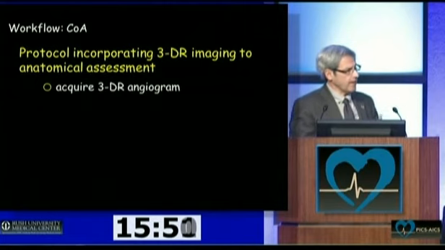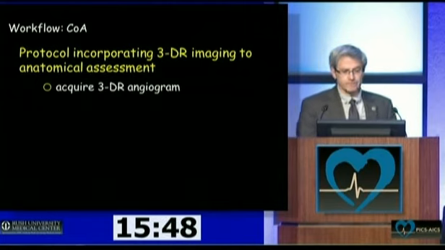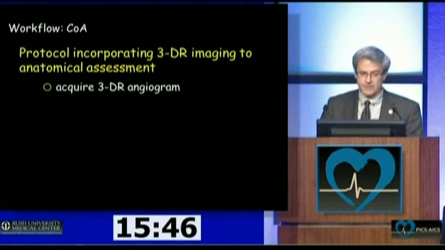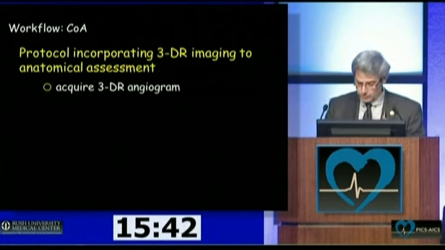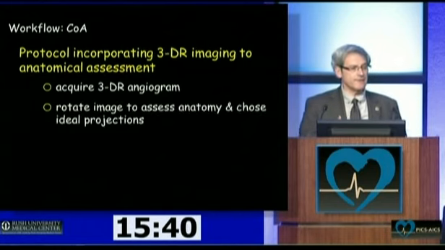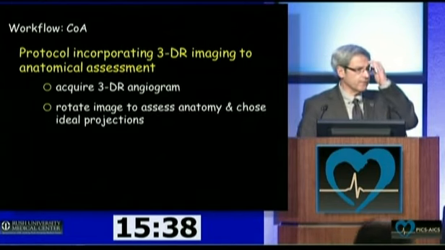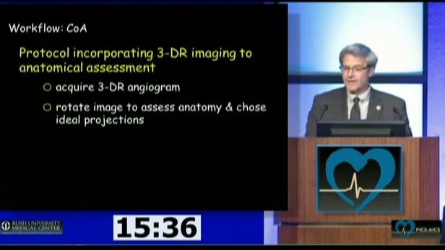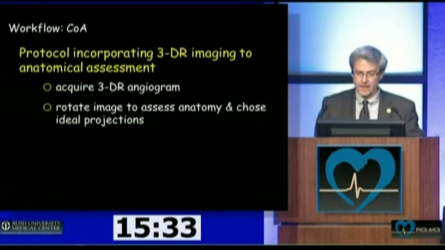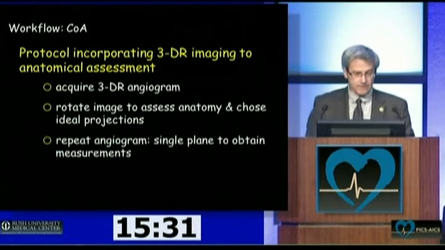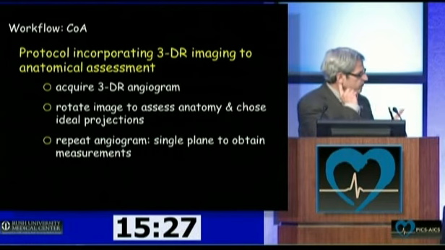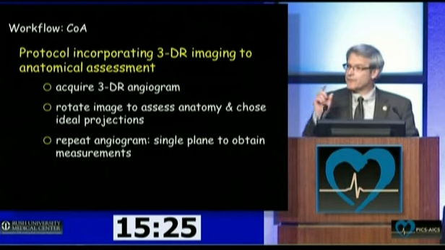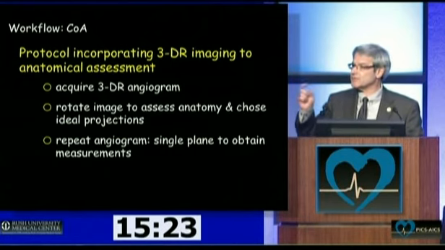By incorporating a three-dimensional acquisition into the anatomic assessment, the way we do it is to perform the 3D acquisition first. We then rotate the image until we find the projection that is ideal in order to identify the lesion and the landing zone. Right now, we're repeating the angiogram in single plane because 3D acquisition does not give you systole and diastole.